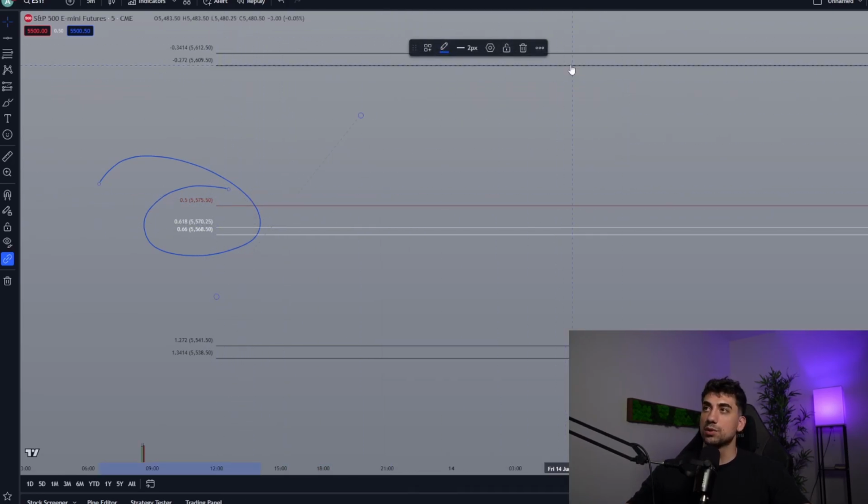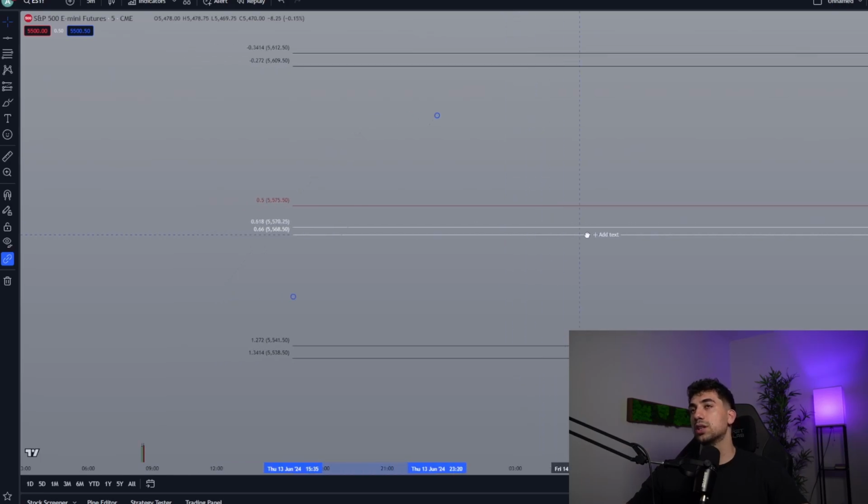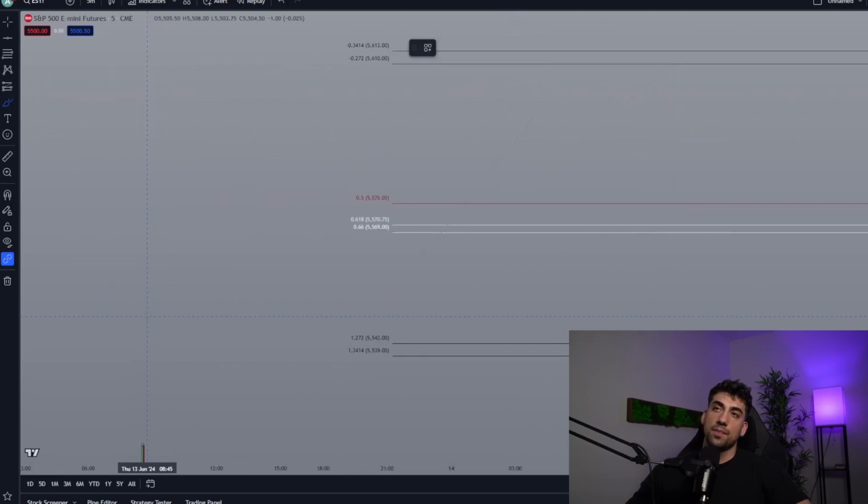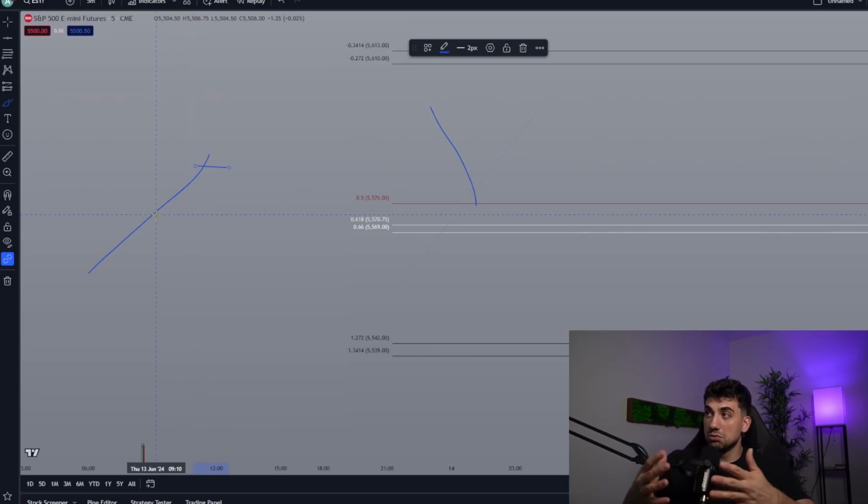So now let's talk about why the golden pocket works. The golden pocket is whenever you have an extended move to the upside or to the downside, right? You don't want to chase the move, right? You don't want to get in up here, right? You want to look for a nice retracement to get in near the lows, near the bottom. You don't want to just chase the top because the risk reward doesn't make sense.